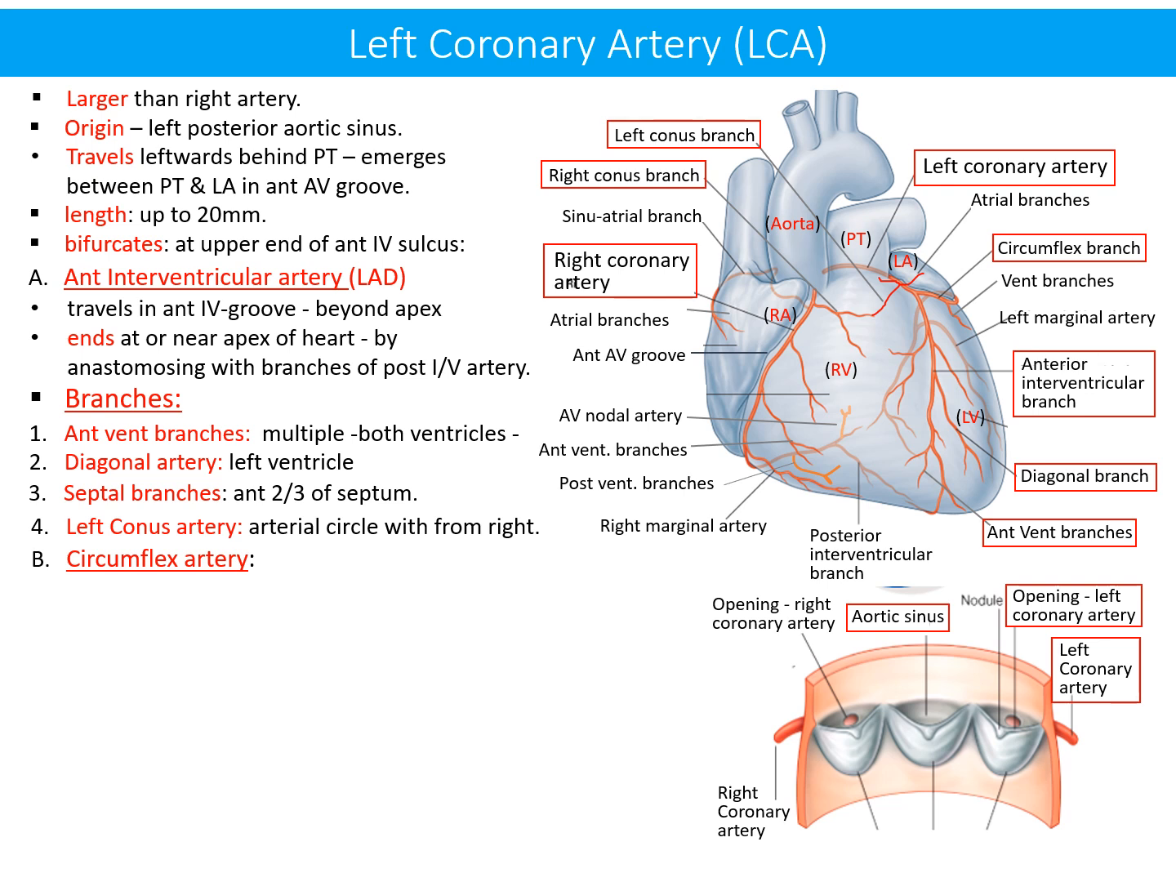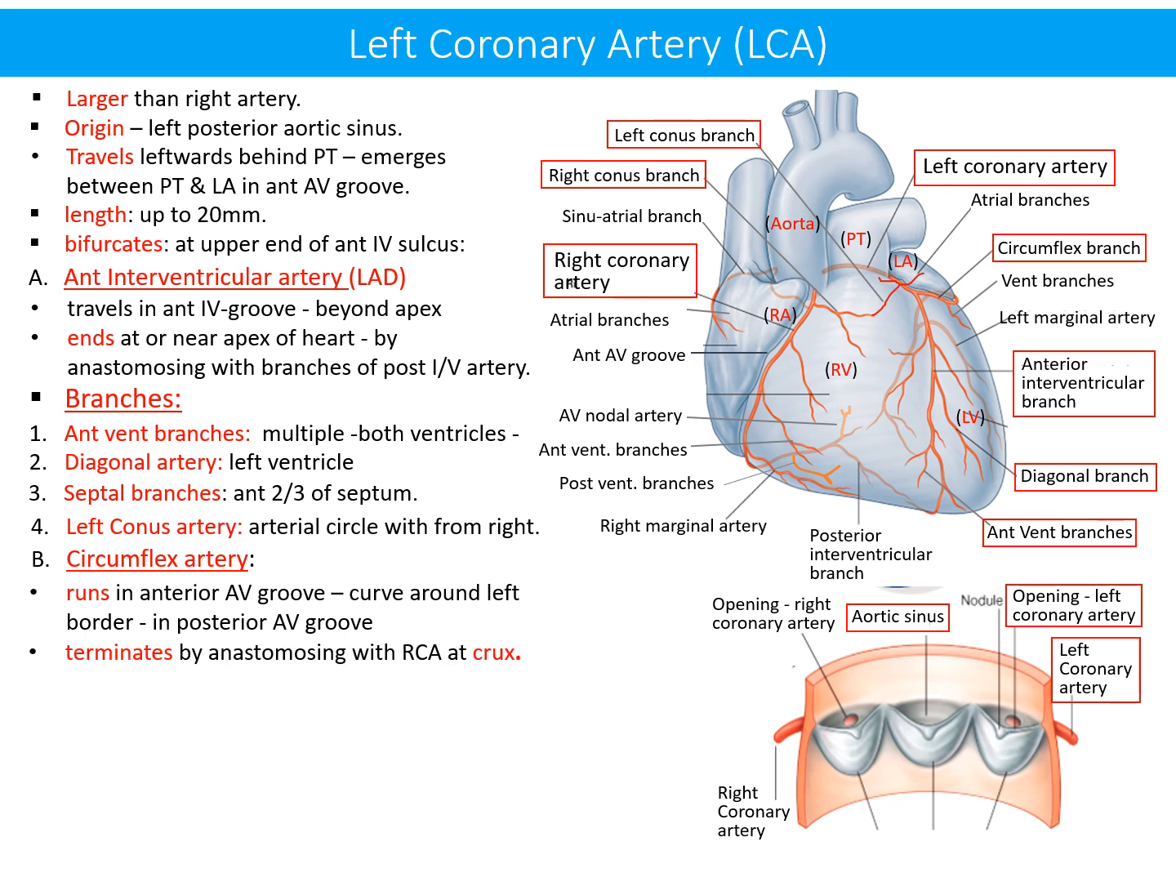The second terminal branch of the left coronary artery is the circumflex branch or artery. It runs in the anterior atrioventricular groove, curves around the left border, and travels in the posterior atrioventricular groove. It terminates by anastomosing with the right coronary artery at the crux of the heart.